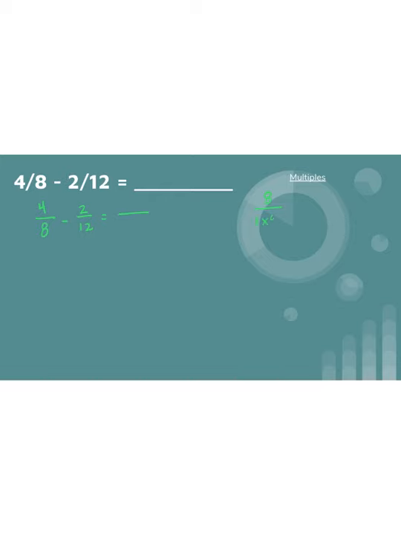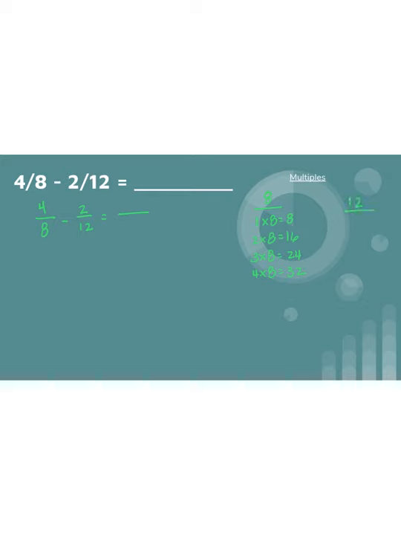1 times 8 equals 8. 2 times 8 equals 16. 3 times 8 equals 24. And 4 times 8 equals 32. I'm going to stop there and see if I can get 12 to get to either that 8, 16, 24, or 32. So I'm going to start with my 12.